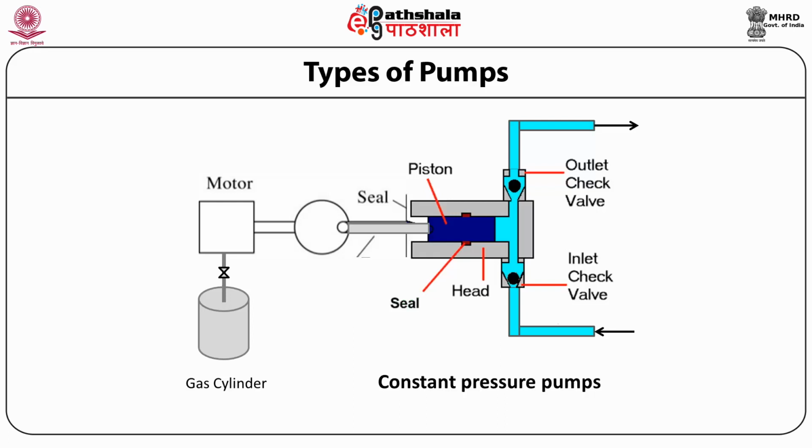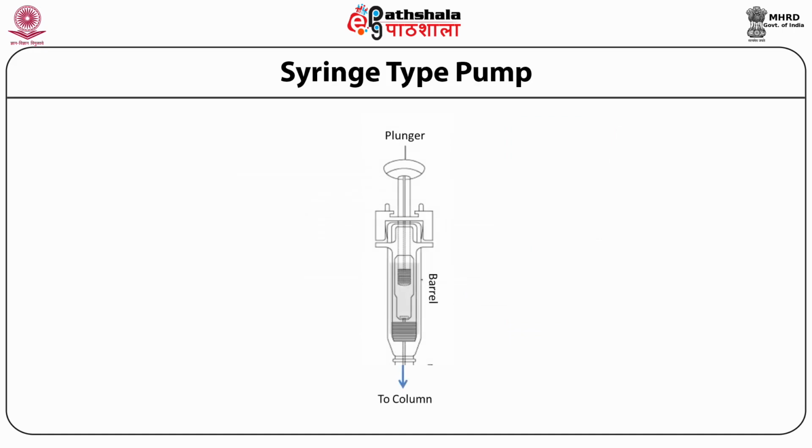The solvent flow stops during the return stroke of pistons, therefore pulse damping is required to suppress the detector signal at this time. Syringe type pumps. These are suitable for small bore columns and have limited solvent capacity. These are operated by an electrically driven lead screw arrangement that moves a piston, which in turn generates the pressure enough to deliver a fixed volume of solvent to the column.